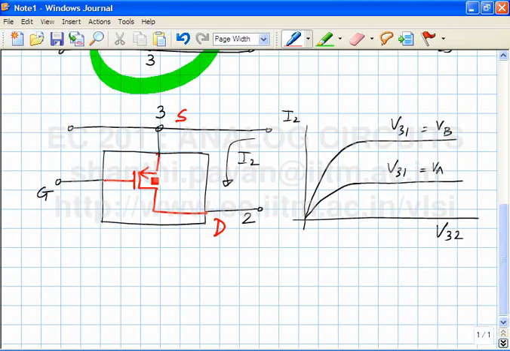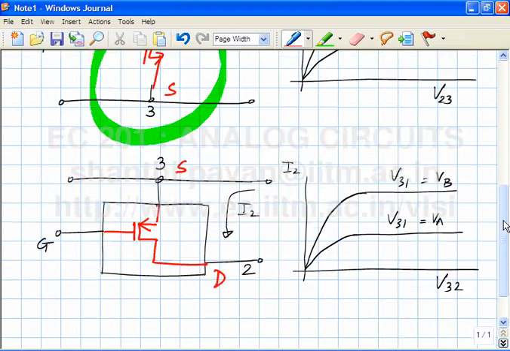So if the earlier symbol was logical for an NMOS transistor, this is logical for a device which has these characteristics, which are also legal and are derived from basic network theory. Now instead of V32, what do we plot? VSD. Instead of plotting I2, we plot the drain current ID. Instead of plotting V31, these curves are for different values of V31, which is now V source gate rather than V gate source.